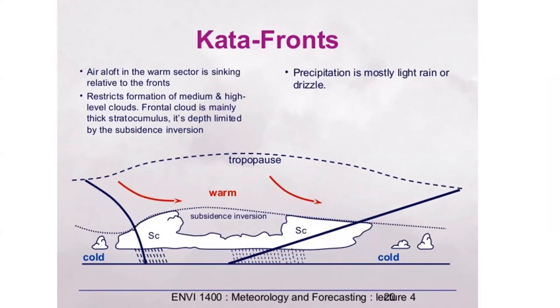Contrast that with a katafront, where you've got descending air at height, which gives you this thing called a subsidence inversion. That tends to put the cap on the worst excesses of cloud behaviour at fronts. You still might get wet, but probably without the lightning.